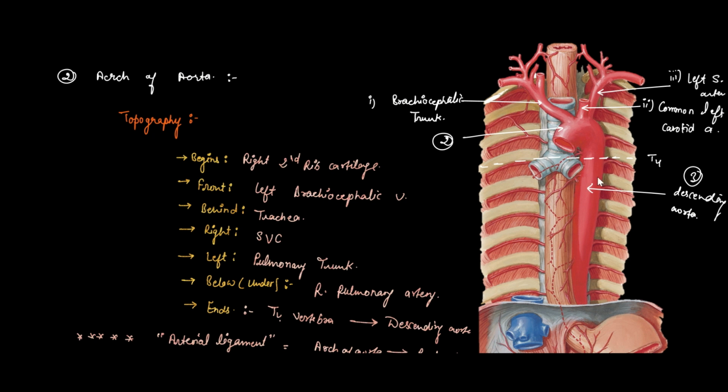Just in the beginning of this part, there is a small narrowed section at the beginning of the descending aorta, which is known as the isthmus of aorta. So now, without wasting our time, let's move towards the third part of aorta, which is the descending aorta.